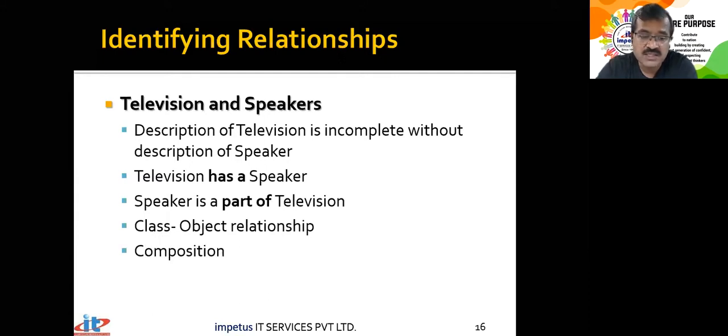So it's class object relationship and its composition. So class is television, object is speaker, but speaker is an object of class speaker which is present inside a television. Television has a speaker. Speaker is a part of television. Whether it is inside or whether it is externally connected, that doesn't matter. But television has a speaker.